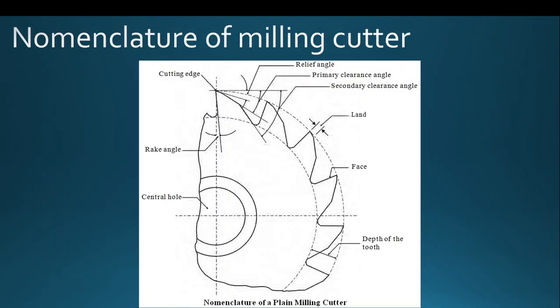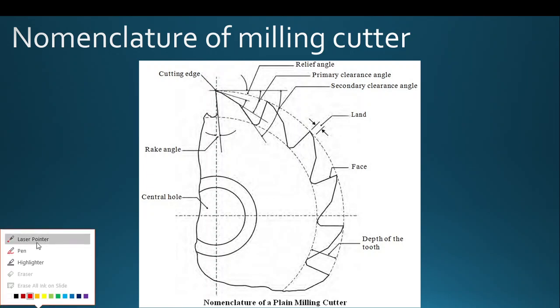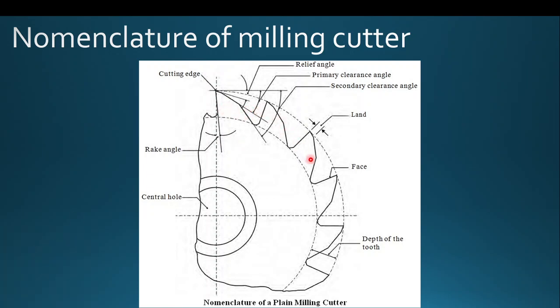And this is the diagram of a multi-point cutting tool, generally called a milling tool. Here you can find a lot of teeth in the outer profile of a circular milling tool. These are the various teeth here, and this surface is called the face of a single tooth, and this area is called the land. In that way we can find a lot of geometrical parameters in the nomenclature of our milling tool.